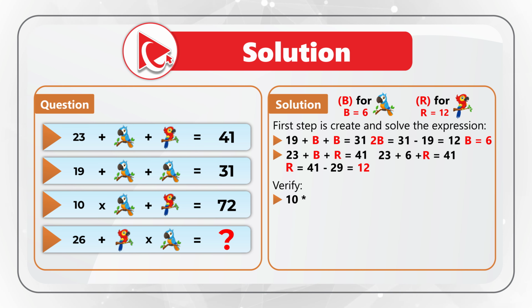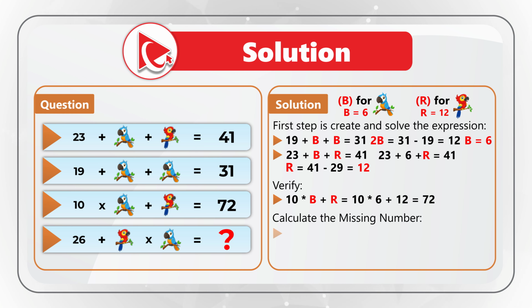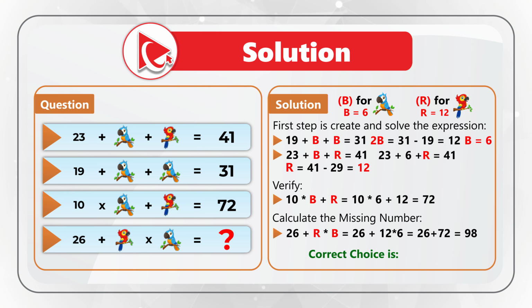10 multiplied by blue parrot B plus red parrot R equals 10 multiplied by 6 plus 12. 10 multiplied by 6 equals 60, 60 plus 12 equals 72. Now it's time to calculate the missing number. 26 plus red parrot multiplied by blue parrot equals 26 plus 12 multiplied by 6 equals 26 plus 72 equals 98. So the correct answer is choice C, 98. Hopefully you've nailed this question on your own and now know how to solve similar problems on the test.